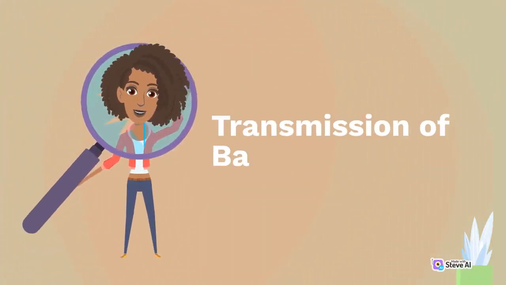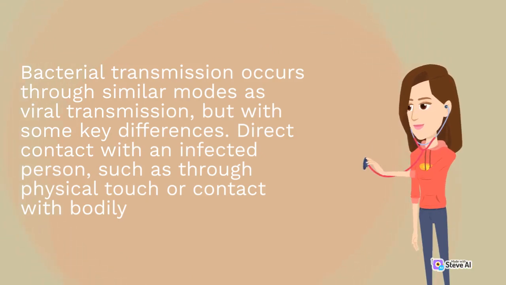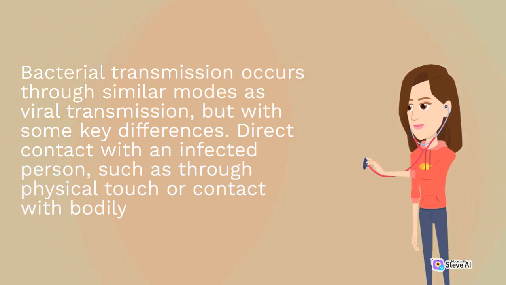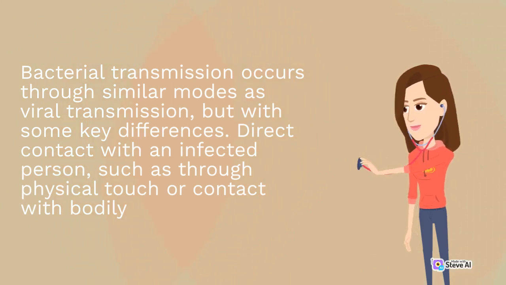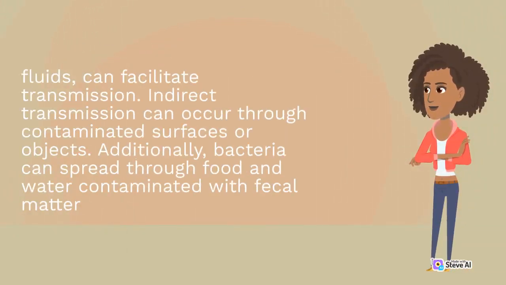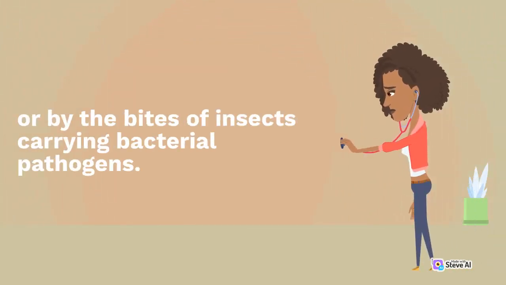Transmission of bacteria. Bacterial transmission occurs through similar modes as viral transmission, but with some key differences. Direct contact with an infected person, such as through physical touch or contact with bodily fluids, can facilitate transmission. Indirect transmission can occur through contaminated surfaces or objects. Additionally, bacteria can spread through food and water contaminated with fecal matter, or by the bites of insects carrying bacterial pathogens.